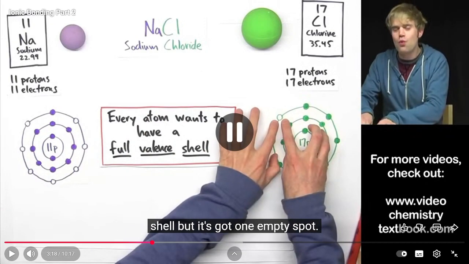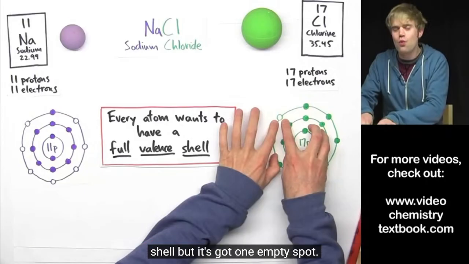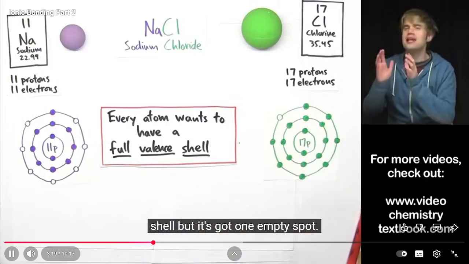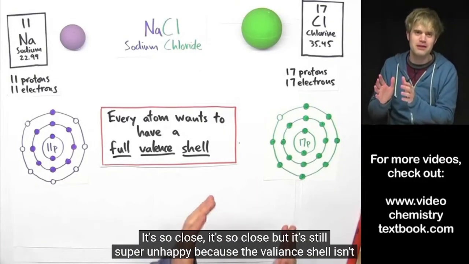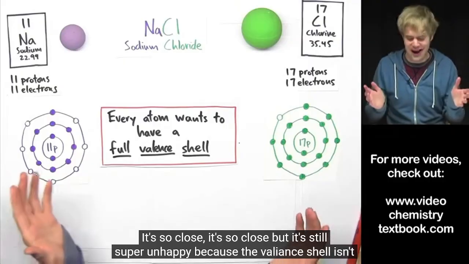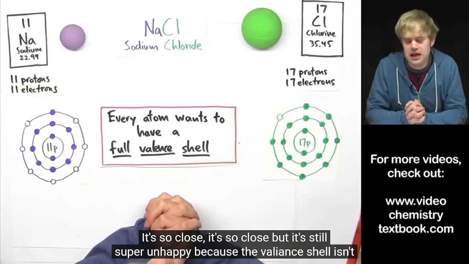Chlorine, on the other hand, is also upset because it's got a mostly full valence shell, but it's got one empty spot. It's so close. It's so close, but it's still super unhappy because the valence shell isn't full.